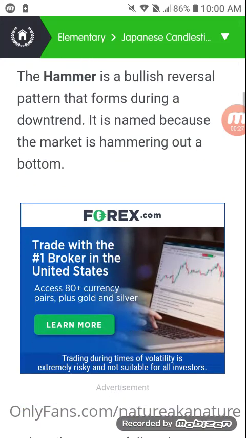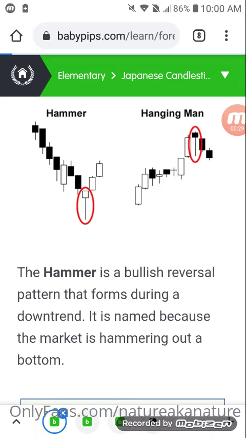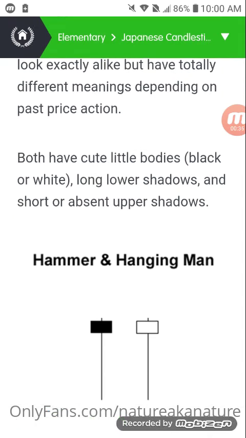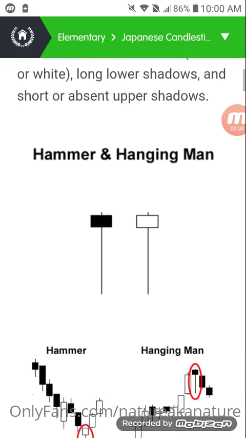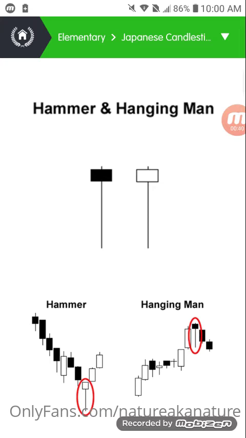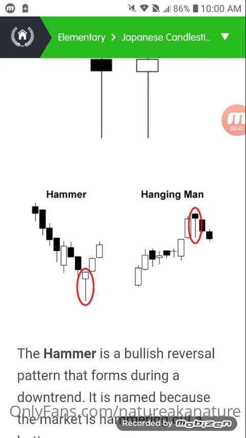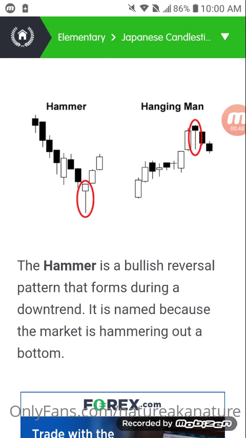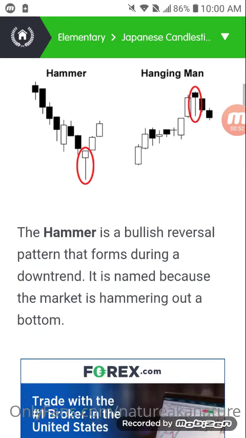I already know this, but I'm going over it again. They look exactly identical. They both have long lower wicks, long lower shadows, and short upper shadows. That's how you can tell it's a hammer or a hanging man, because they both have long lower shadows. The hammer is a bullish reversal pattern that forms during a downtrend. It's named because the market is hammering out at the bottom.